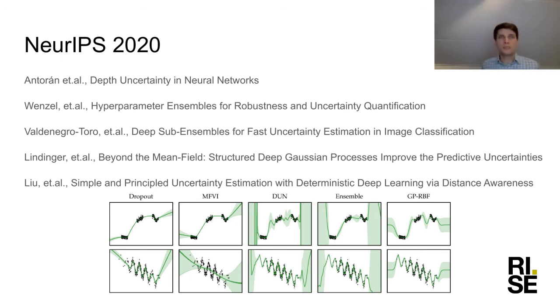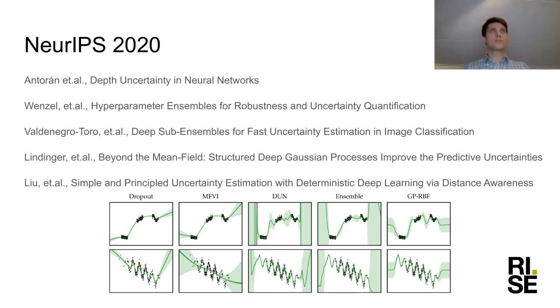So some other papers that may be interesting to look into, but which are out of the scope today, will also be presented at NeurIPS 2020. So depth uncertainty networks, that's the image at the bottom here, where we get uncertainty estimates by having the depth of the network be a stochastic variable. We have another paper by Wenzel et al. looking at hyperparameters and ensembles for robustness and uncertainty quantification, where ensembles vary not only on the parameters, but also on hyperparameters.